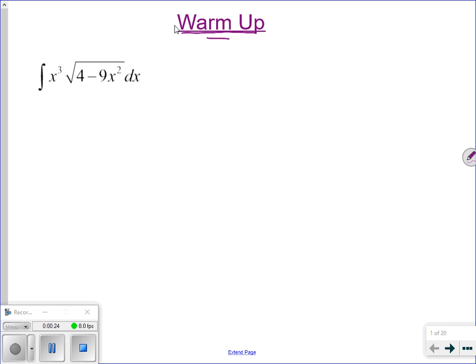Before we do it, though, I think this is an awesome warm-up to practice with u-subs, another type of problem that I think we should be aware of how to do. So let's think about it. If I want to integrate this, you're probably looking at the inner function, 4 minus 9x squared. So you'd be thinking, all right, u is 4 minus 9x squared, so du is negative 18x dx. Okay?